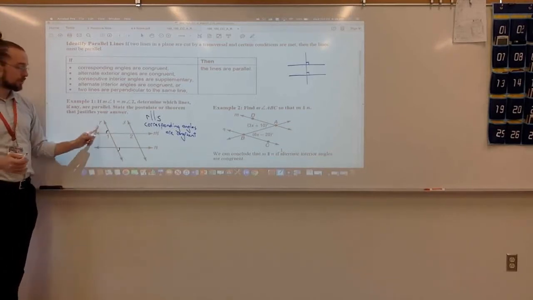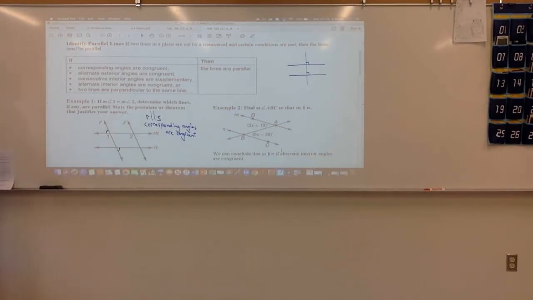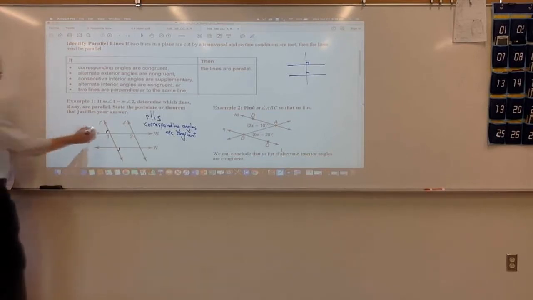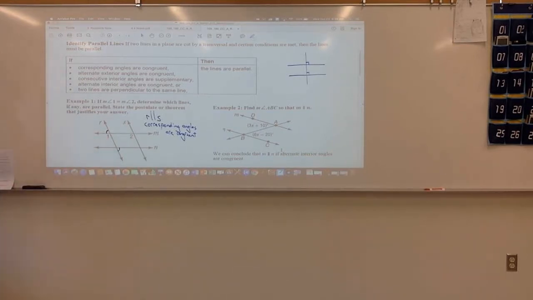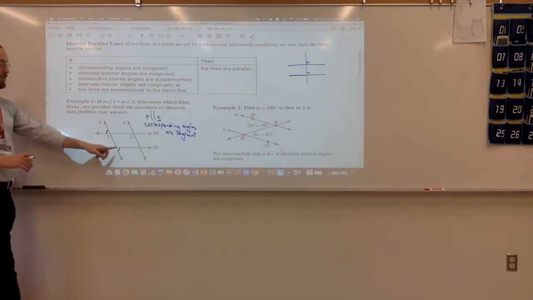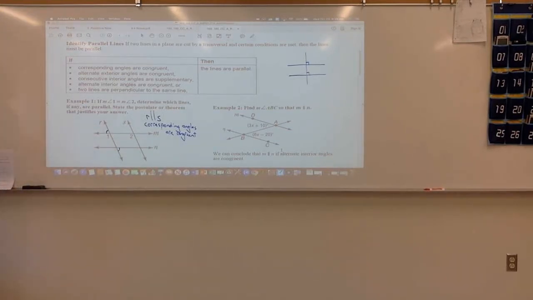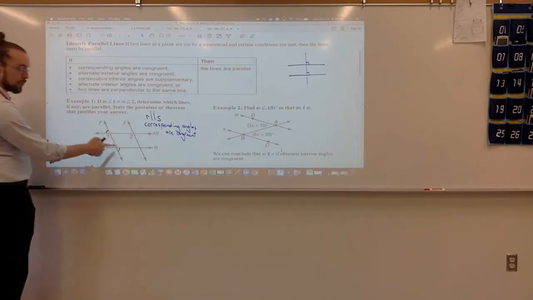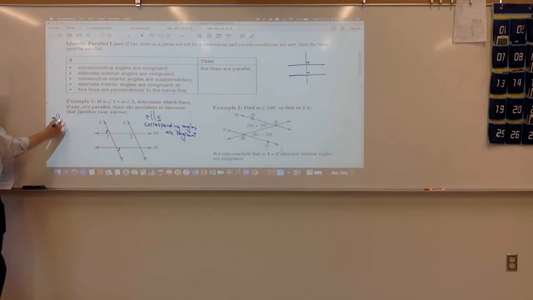Okay, if I know for sure that these two angles are the same, I could say M is parallel to N. Why? These two angles are alternate exterior angles. So if I know that these two angles are congruent, I could say M is parallel to N because alternate exterior angles are congruent.